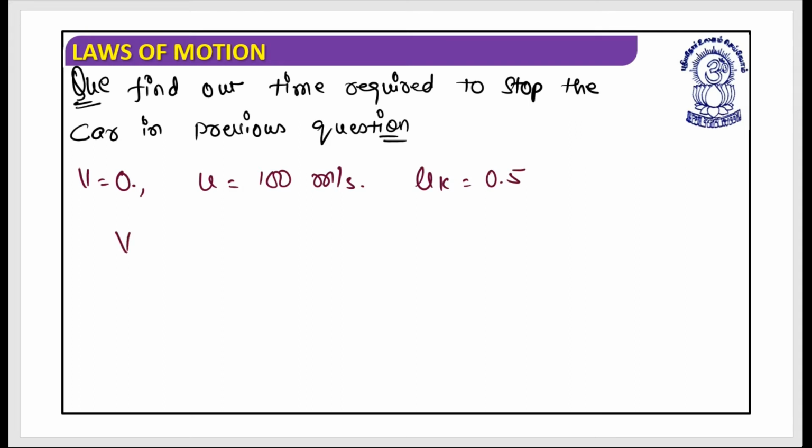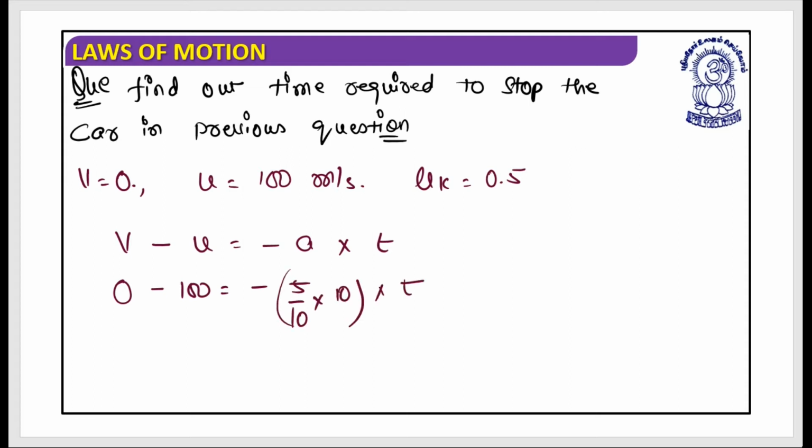So what I need to do is, v minus u should be equal to minus a into t, minus because it's resistive. This is 0, this is minus 100, this is equal to minus a, and a could be written as mu into g, which is 5 by 10 into 10, multiplied by t. This 10 cancels, and t should be equal to 100 by 5, which is equal to 20 seconds. I hope this is clear.